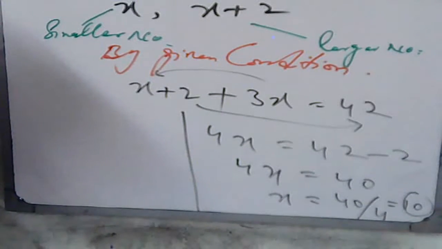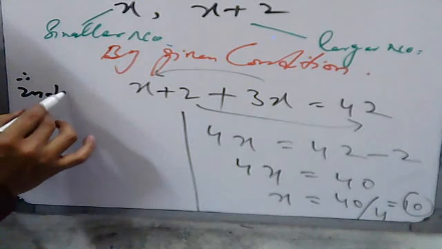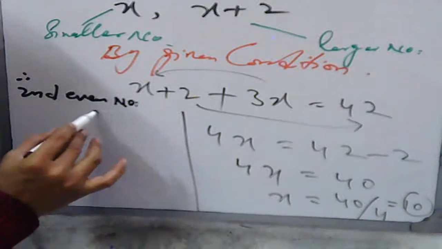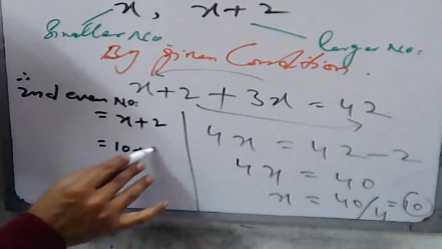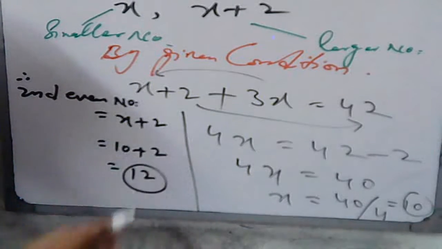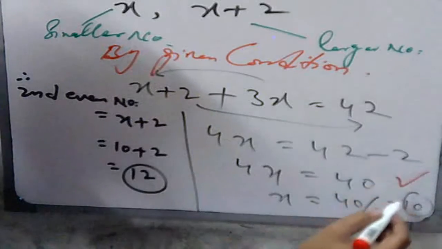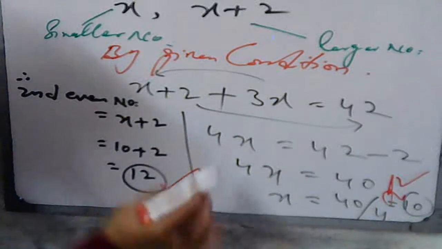Now the second number, the second even number, will be equal to x plus 2. Putting the values, x is 10 plus 2, you will get 12. So one number is 10, that is your required result, and the second one is 12, that is your required result.